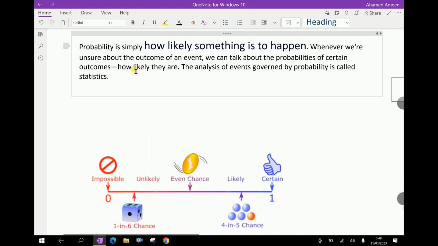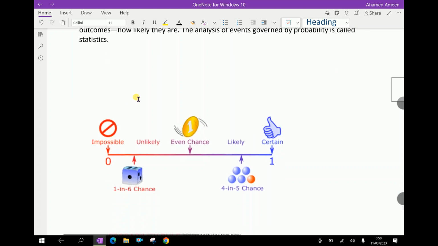Probability is simply how likely something is to happen. Whenever we are unsure about the outcome of an event, we can talk about the probabilities of certain outcomes, how likely they are. The analysis of events governed by probability is called statistics. Normally you say, "Most probably I will come there," which means it may happen. How possibly it happens is dealt with by the probability subject.